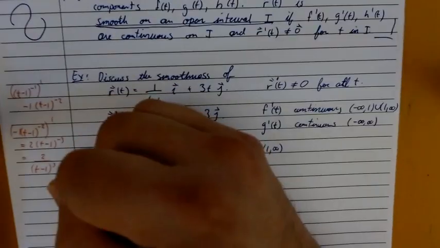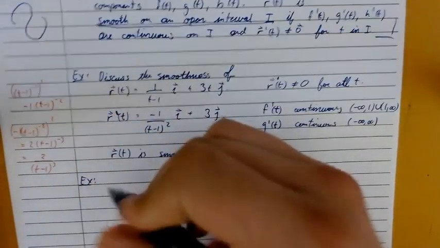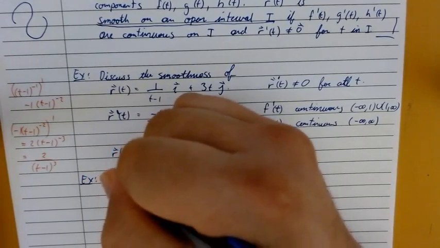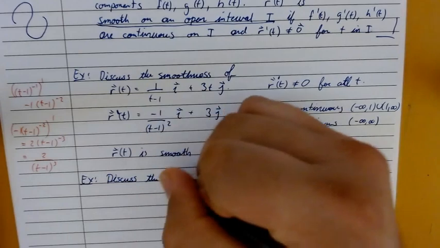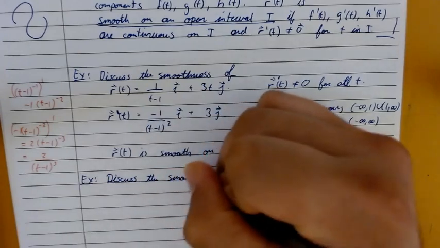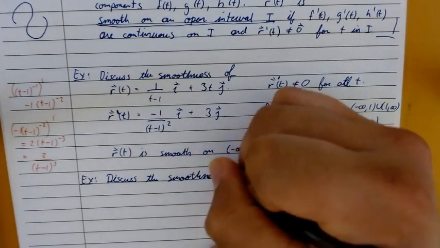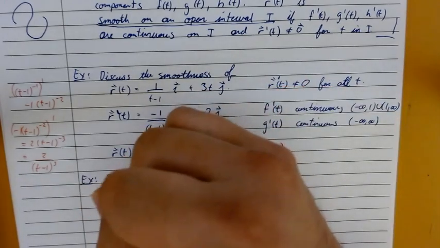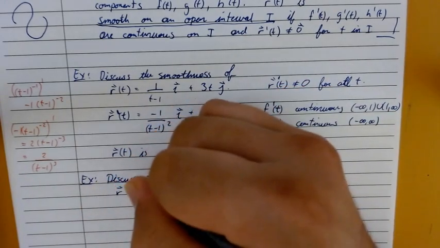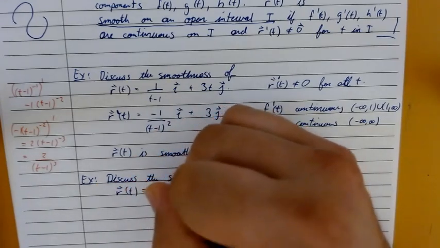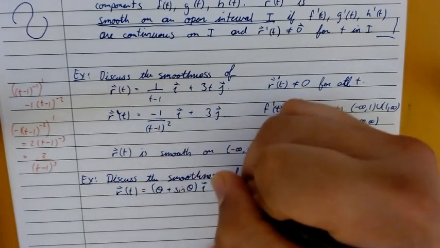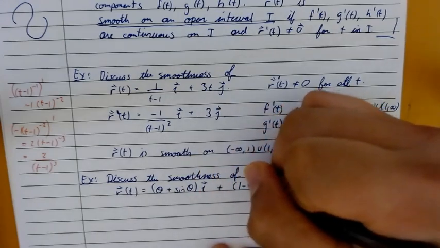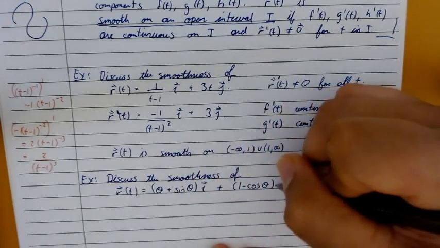Go ahead and give that a try. Go ahead and discuss the continuity. Oh, sorry, not the continuity, the smoothness. Discuss the smoothness of the vector valued function r of t. Let's go with this one. r of t equals theta plus sine of theta, because of course we have to throw trigonometry in there, i, plus 1 minus the cosine of theta j.